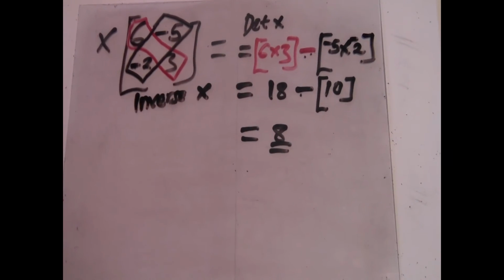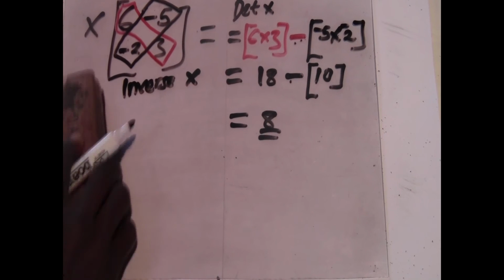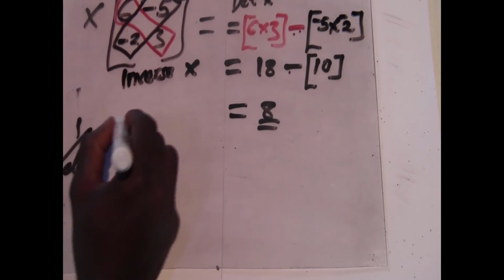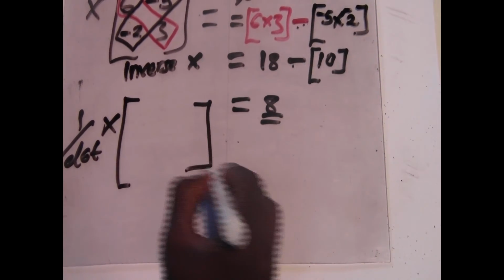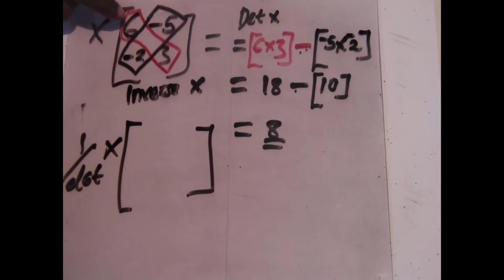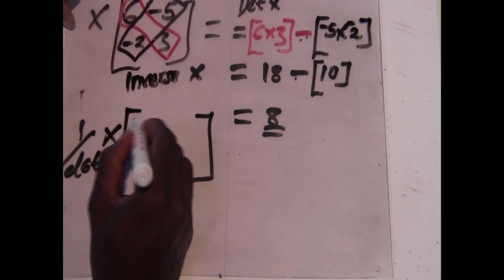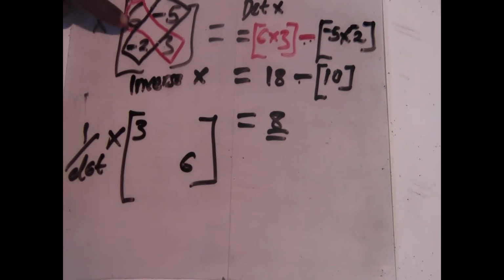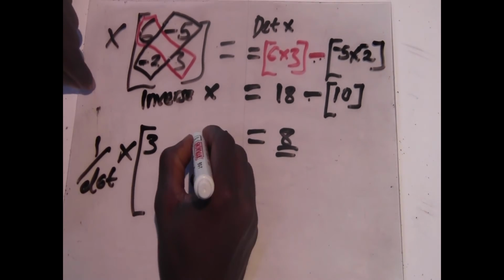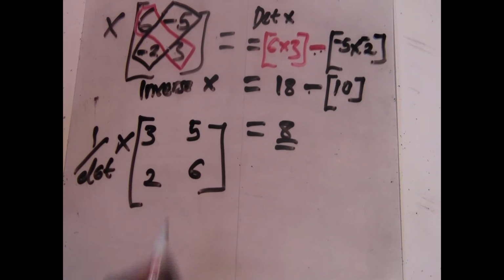And remember the other one, we said 1 over determinant, multiplied by the matrix that you've shifted. We said for the leading diagonal, you shift the elements. The leading diagonal is 6, 3. When you shift the elements, it will be 3, 6. The secondary diagonal, we change the signs. The sign here is negative, so for our case, it will be positive, so it will be +5. And this is -2, it will be +2.